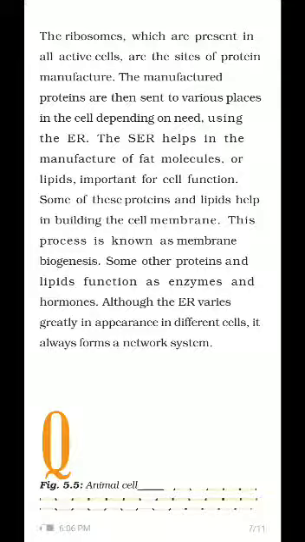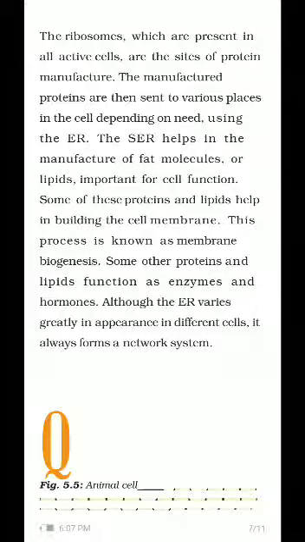Now children, whatever lipid and protein is formed is used for formation of different membranes: cell membrane, nuclear membrane, and repair of damaged cells. Some of this protein and lipid help in building the cell membrane. The process is called membrane biogenesis.